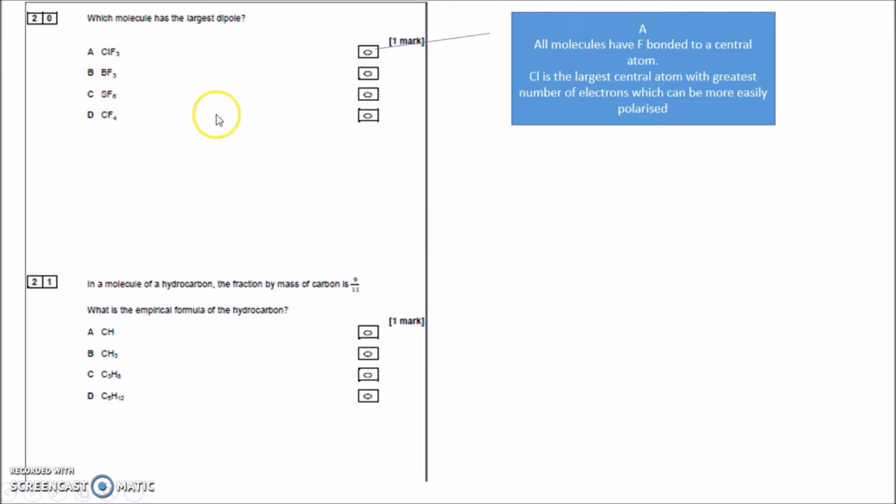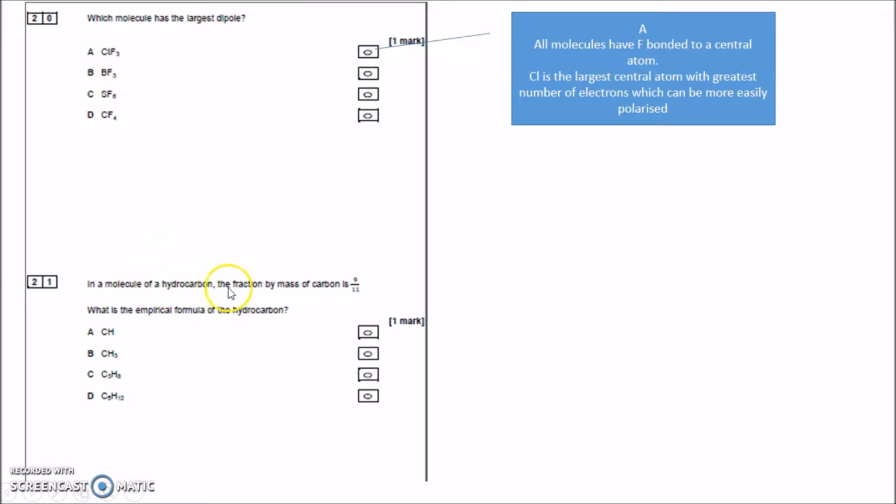So which one gets the electrons withdrawn away from the most? And the simple answer is it's the atom with the most electrons. If it's got more electrons, it's got more to withdraw. So the answer is A, because Cl is the biggest atom with the most electrons. So that's got the most electrons to withdraw, so that would create the biggest dipole, delta plus, delta minus. It's as simple as that.